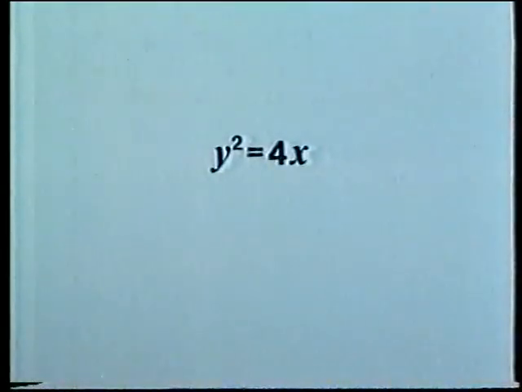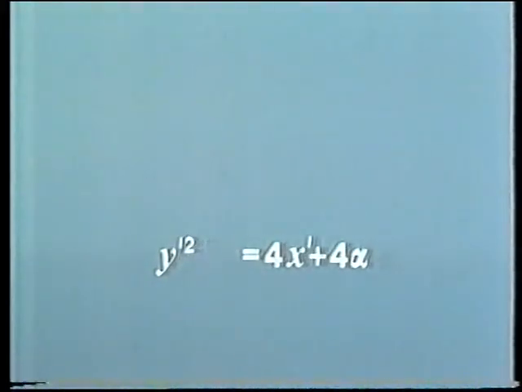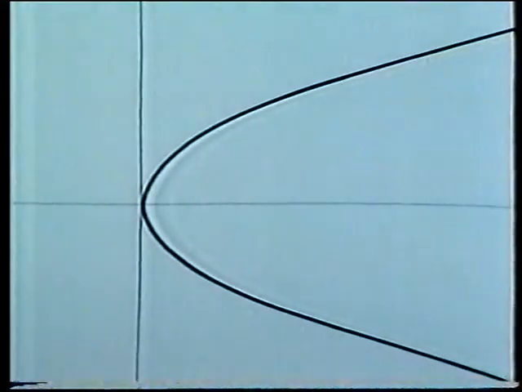When we translate the axes to the point alpha, beta, the equation becomes y dashed plus beta, all squared, equals 4 times x dashed plus alpha. Now we can leave beta equal to 0, so there'll be no linear term in y dashed. But the right-hand side of the equation will be 4x dashed plus 4 alpha. And whatever we make alpha, that 4x dashed will still be there. And that isn't surprising. We discovered that getting rid of the x and y terms is the same as moving the origin to the centre.